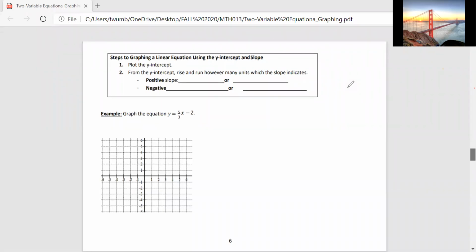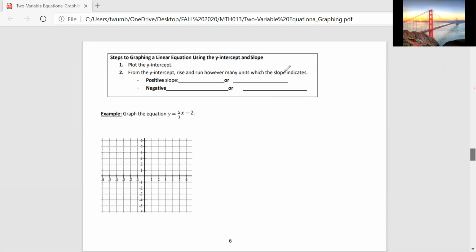All right, so we want to look at how we can graph a linear equation using the y-intercept and the slope. Remember, we've talked about getting the y-intercept and the slope from slope-intercept form. So first off, by the steps, you need to plot the y-intercept, and then from the y-intercept, you're going to do the rise and the run, depending on whatever you have. Remember that if the y value is positive, it rises. If it is negative, it goes down, or moves down. If it is positive, it moves up.